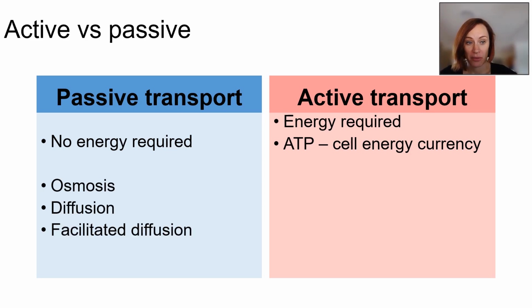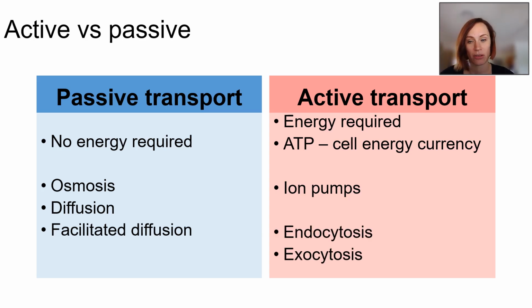So we have three types here of passive: osmosis, diffusion, and facilitated diffusion. And then active: ion pumps, endo and exocytosis. They're the ones we'll be focusing on.